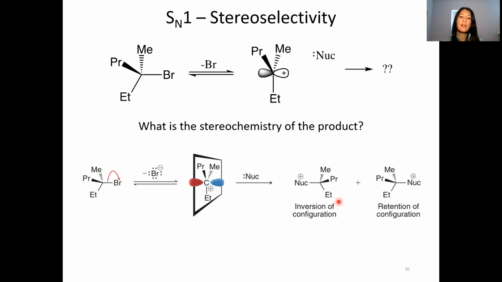So this is kind of like the SN2 in that you get this inversion of configuration, kind of the umbrella flipping inside out. But just remember, it's not SN2. This is not a concerted mechanism. Or the nucleophile can come from the front and you'd get what we call retention of configuration. Basically, the nucleophile just replaces where the halide was, so the configuration here is retained.